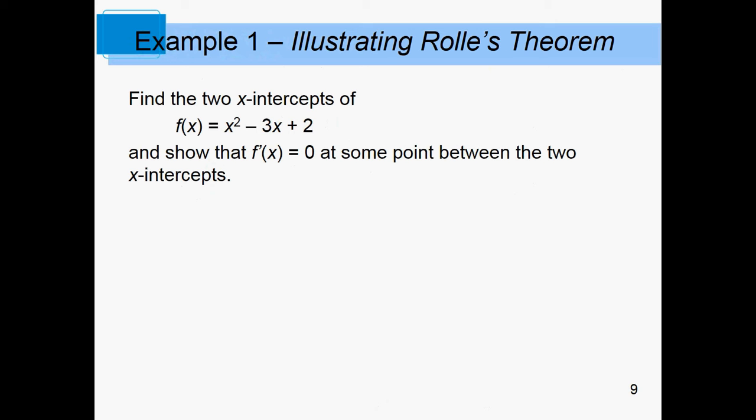So if we want to find two x-intercepts of this function and then show that there's a derivative equal to zero somewhere between the two of them, the first thing we have to do is solve for the x-intercepts.